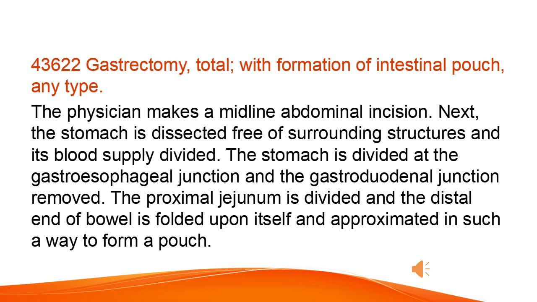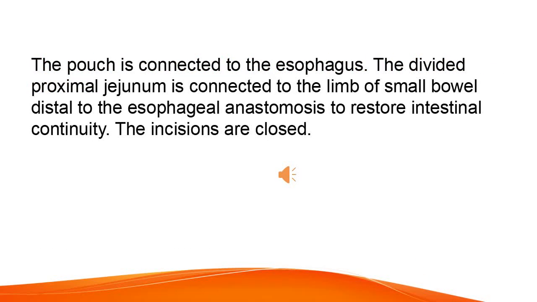The proximal jejunum is divided and the distal end of bowel is folded upon itself and approximated in such a way to form a pouch. The pouch is connected to the esophagus. The divided proximal jejunum is connected to the limb of small bowel distal to the esophageal anastomosis to restore intestinal continuity. The incisions are closed.